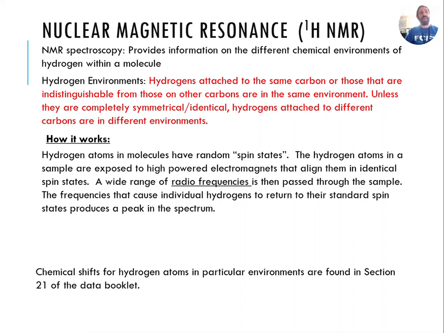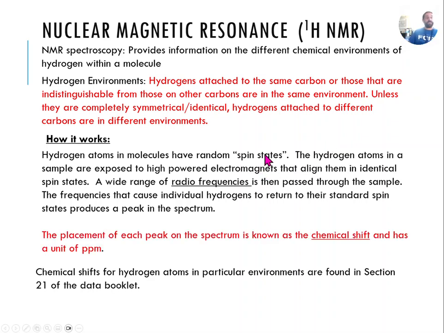Essentially, hydrogen atoms have spin states just like electrons, and they're all completely random. So the hydrogen atoms in a sample are exposed to really, really high-powered electromagnets. What those magnets do is align all the hydrogen atoms in the same spin state. The machine then passes long wavelength radio frequencies through the sample, and the frequency of radio waves that flip the hydrogens back to their original configuration is what produces a peak in the spectrum.